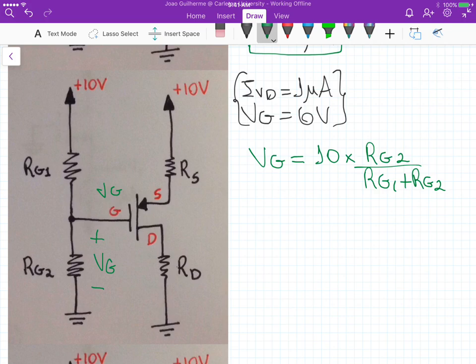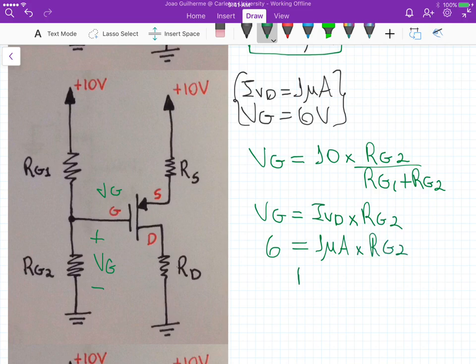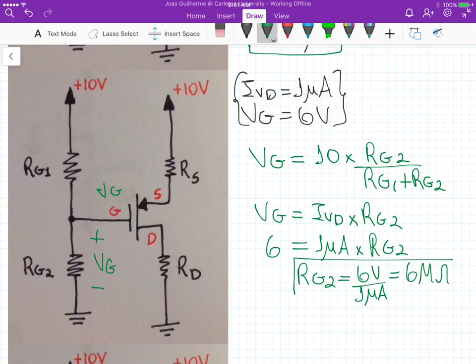Now we know that this VG is also equal to that IVD times RG2, and because the voltage at the gate should be 6 volts, and this current should be kept at 1 microampere, this gives us an equation for RG2. So in this case, RG2 equals 6 volts divided by 1 microampere, and that's 6 megaohms.